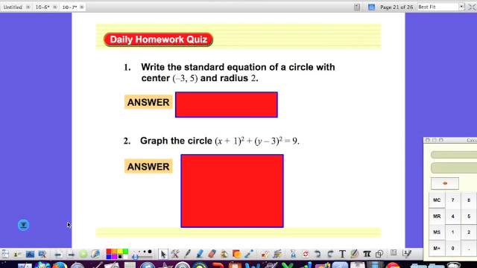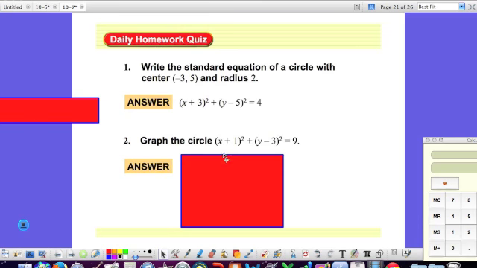And it's time for the daily homework quiz. Write the standard equation of a circle here. That's going to be (x + 3) squared plus (y - 5) squared equals 4, because you need to square the radius.